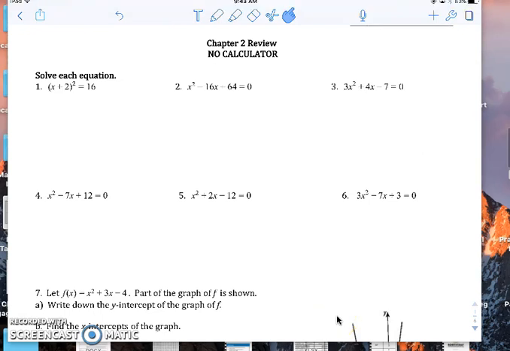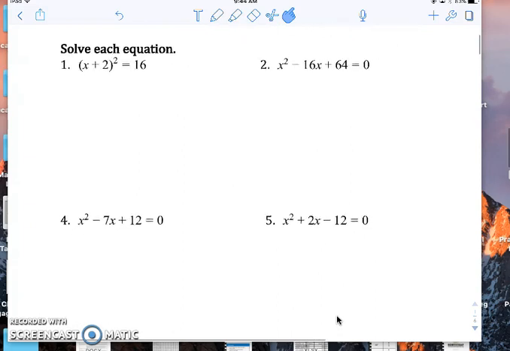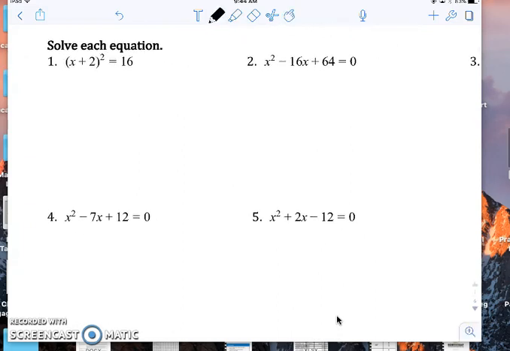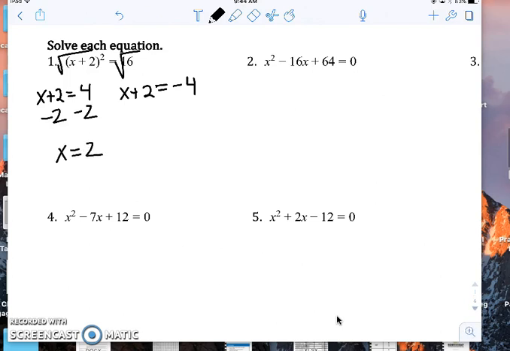So we'll start taking a look at some of these review problems. The first one here is set up nicely to complete by taking the square root. If you take the square root of each side, we'd have x plus 2 equals 4, x plus 2 equals negative 4. Subtract 2 from this one, so one answer is x equals 2. Subtract 2, we have x equals negative 6.